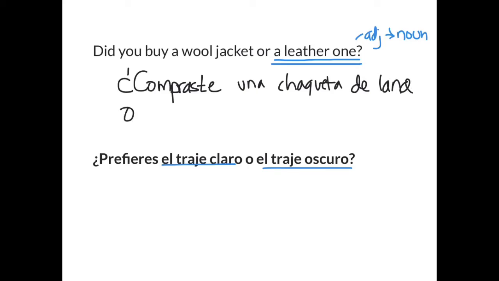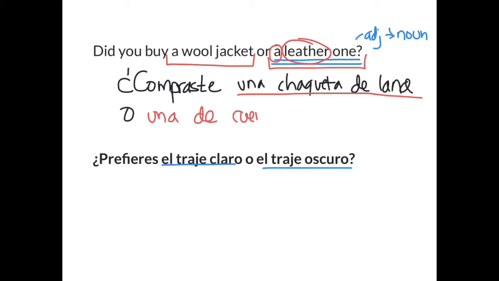O, now let's take a look. Now remember the options are similar, right? So the structure is going to be similar. So we had a wool jacket or a leather one. Now if I'm referring to a jacket, right? That's my noun. So that's the word I'm not going to include if I want to say a leather one. However, I still need my article and my adjective. So if it's chaqueta, my article would still be una to express a. And then how do I get leather? Well, because leather by itself is usually a noun, remember it's a material, we would say de cuero.